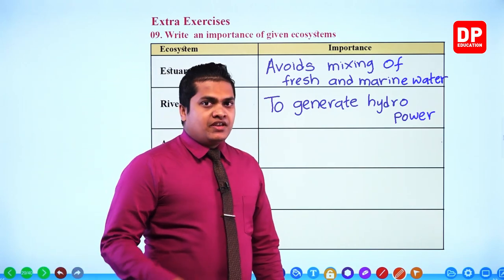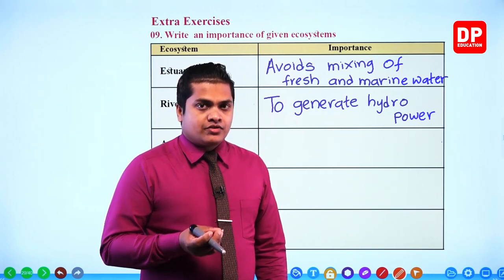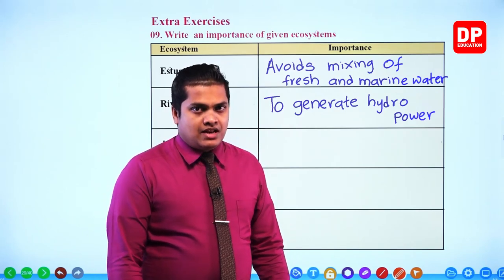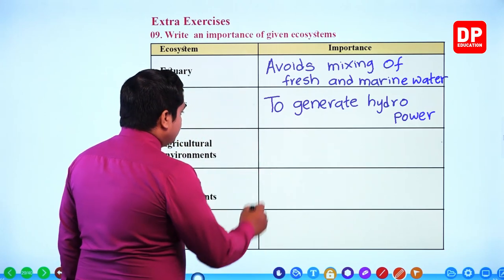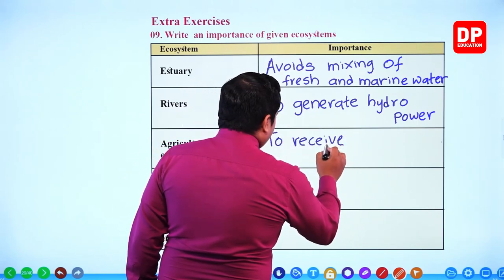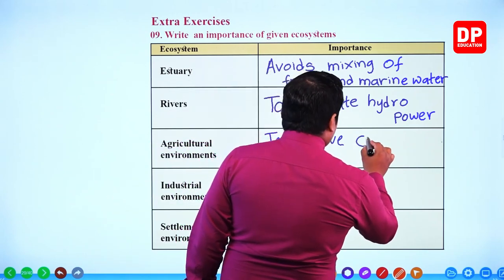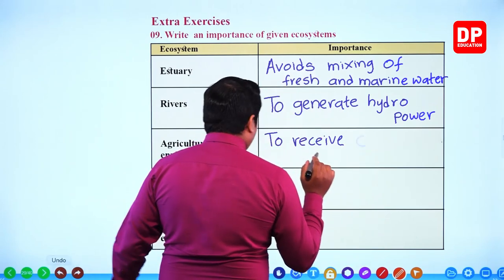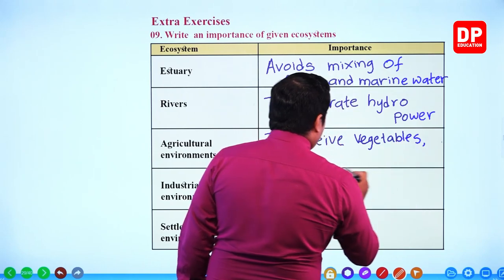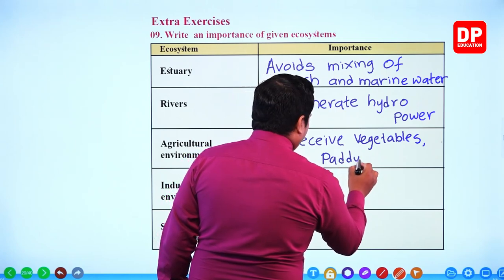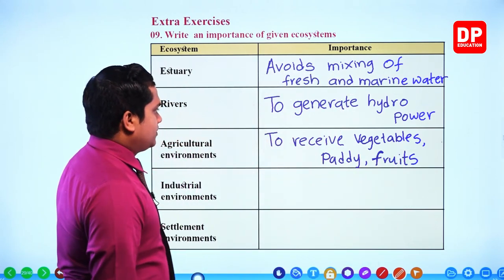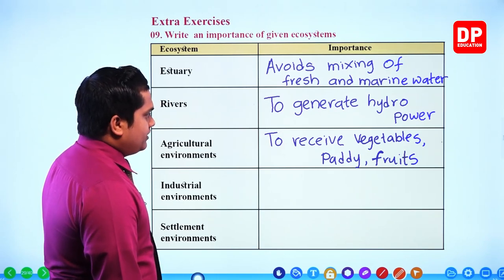Next one, agricultural environments. Very simple, my dear children. We receive harvest, like paddy, fruits and vegetables, from these agricultural lands. So we can write down the answer: to receive vegetables, paddy and fruits.